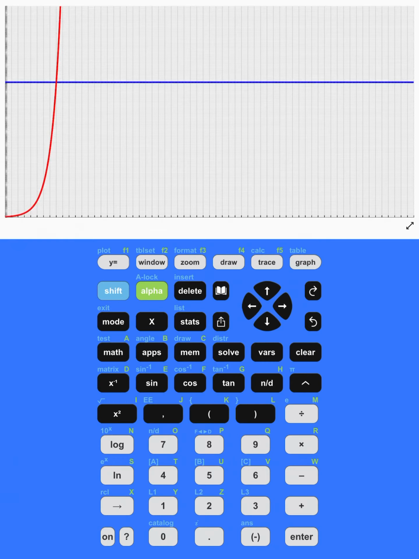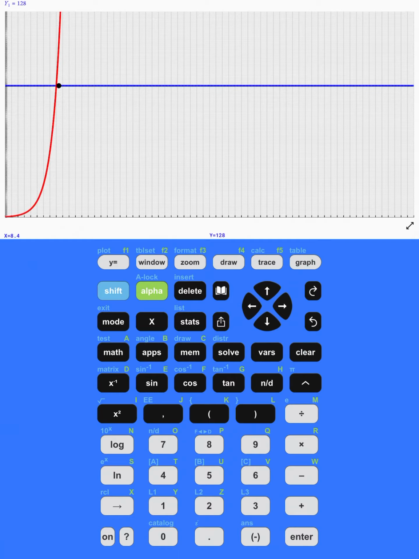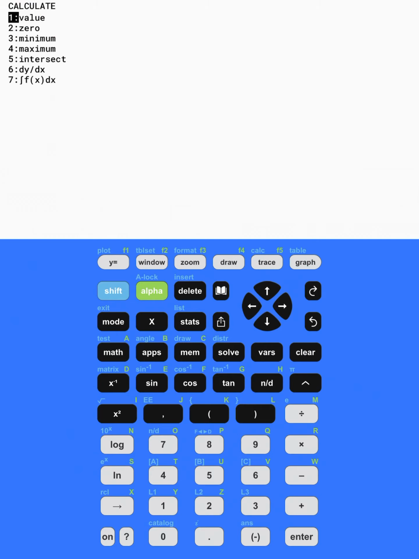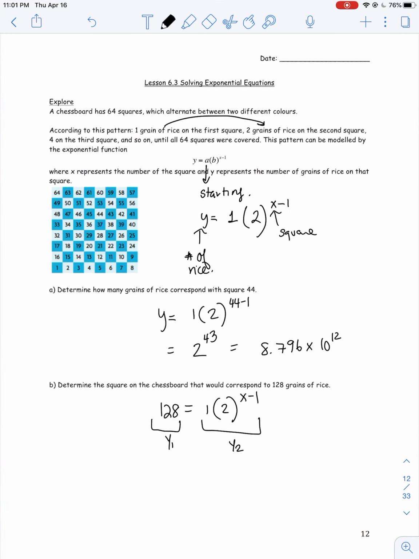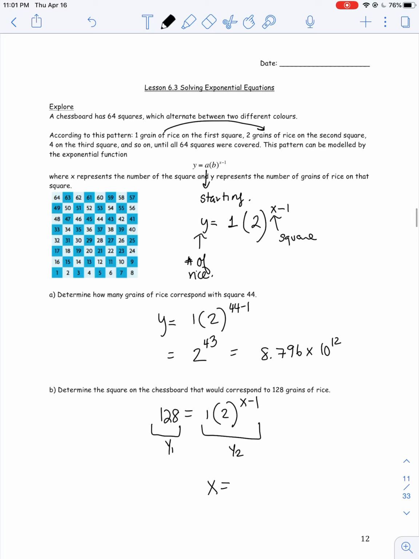Now I'm going to graph it, and what I'm trying to find is the intersection between these two equations. So I'm going to press second trace number 5. You're going to get as close as possible with your calculator to that intersection, and you're going to press enter 3 times. Enter, enter, enter. And the intersection should be 8. So x equals 8. That would be my answer. So that would be on the 8th spot on the chessboard when I have 128 grains of rice.